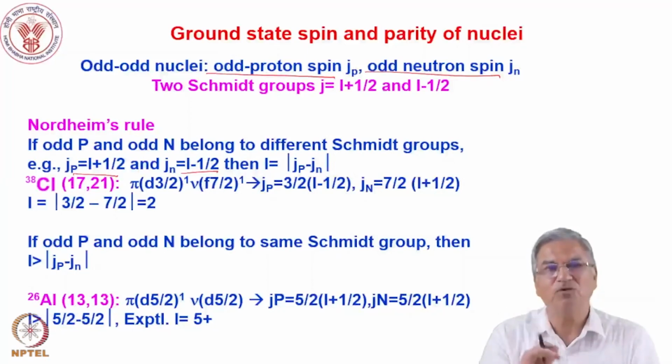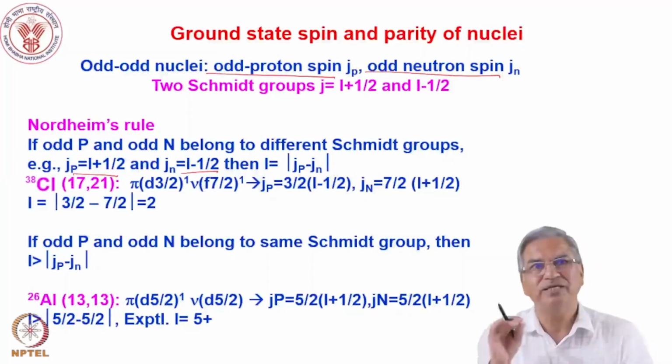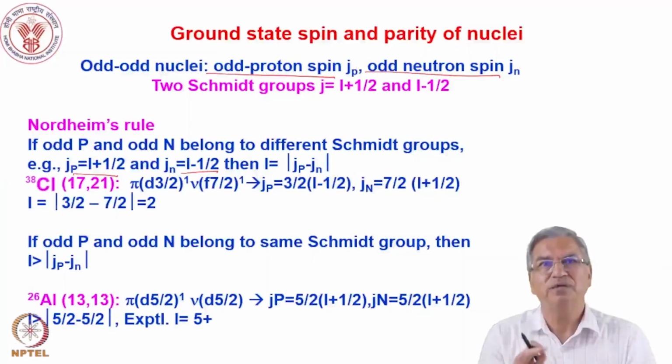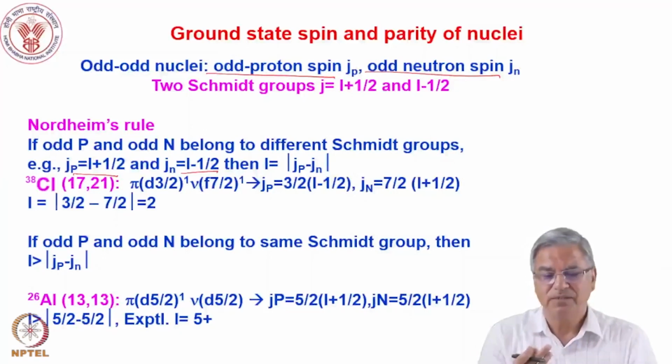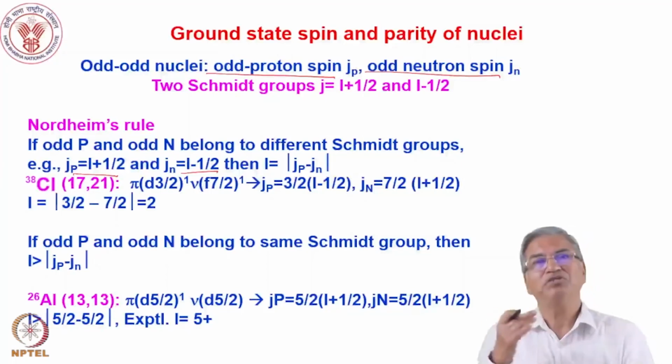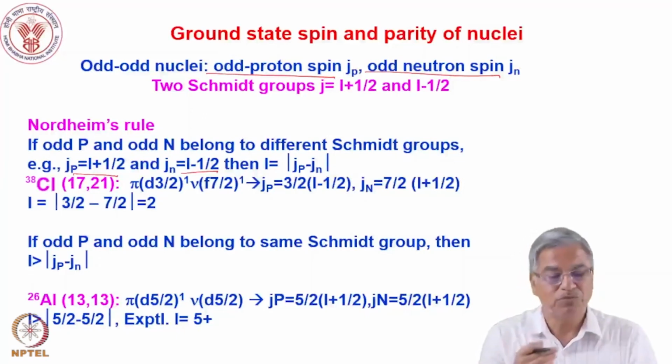The absolute value of the difference between Jp and Jn will be the spin, because the spin does not have a negative sign. The spin is always positive. It can be integral or half integral, but it is positive. So Jp minus Jn will decide the spin of the nucleus.